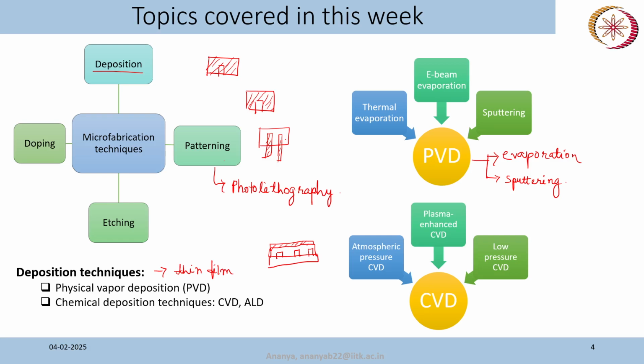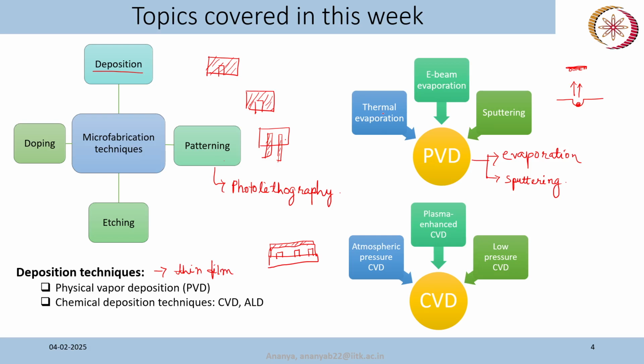Once it goes to vapor phase, it will move towards the substrate. Generally in case of thermal evaporation and e-beam evaporation, there will be a boat. You place your material here, you provide energy, and it goes to its molten state. Then the material will be evaporated and you place a substrate here, and it will form a thin film of this material on the substrate. Okay, this is evaporation.